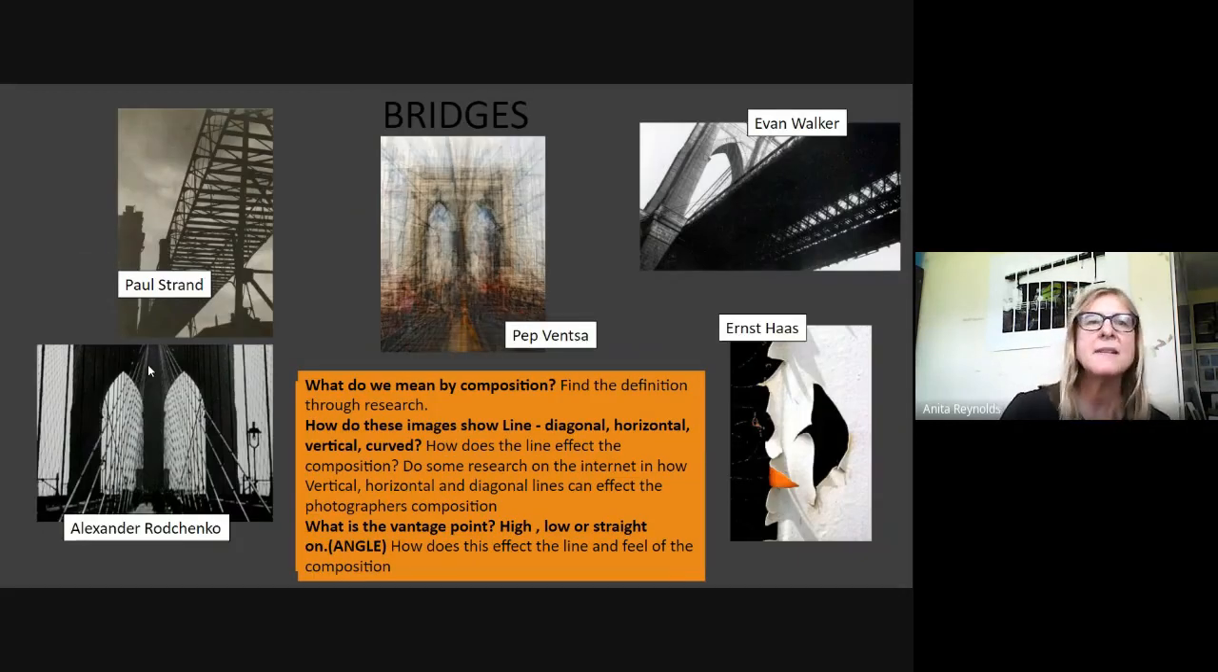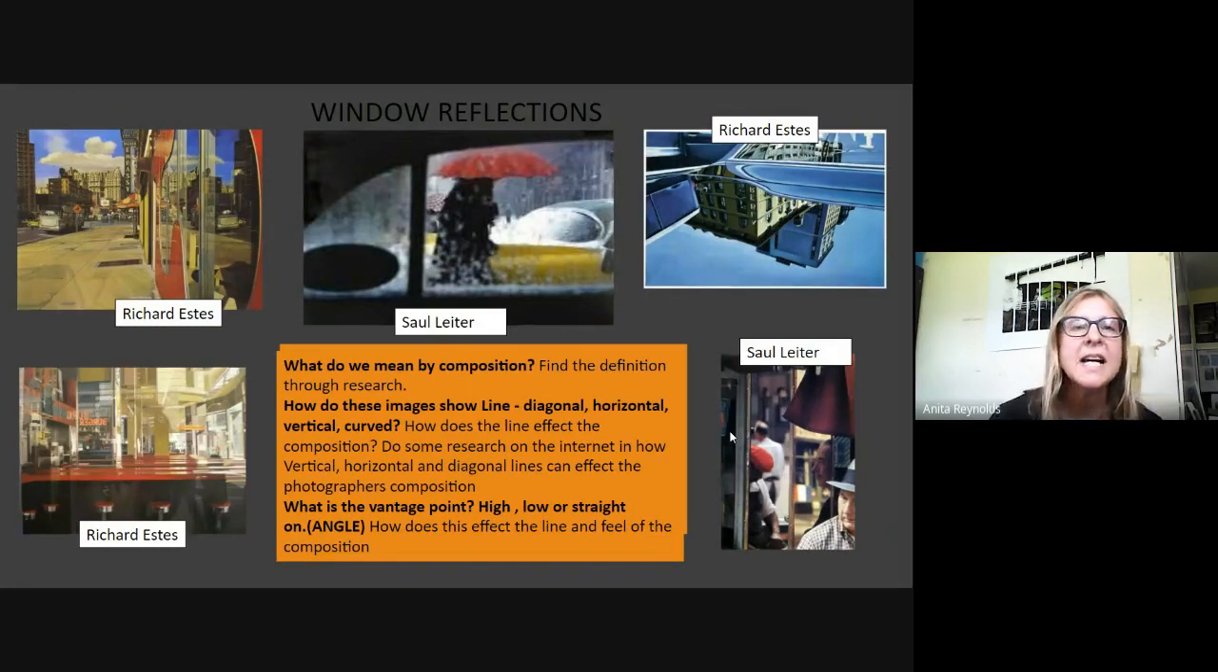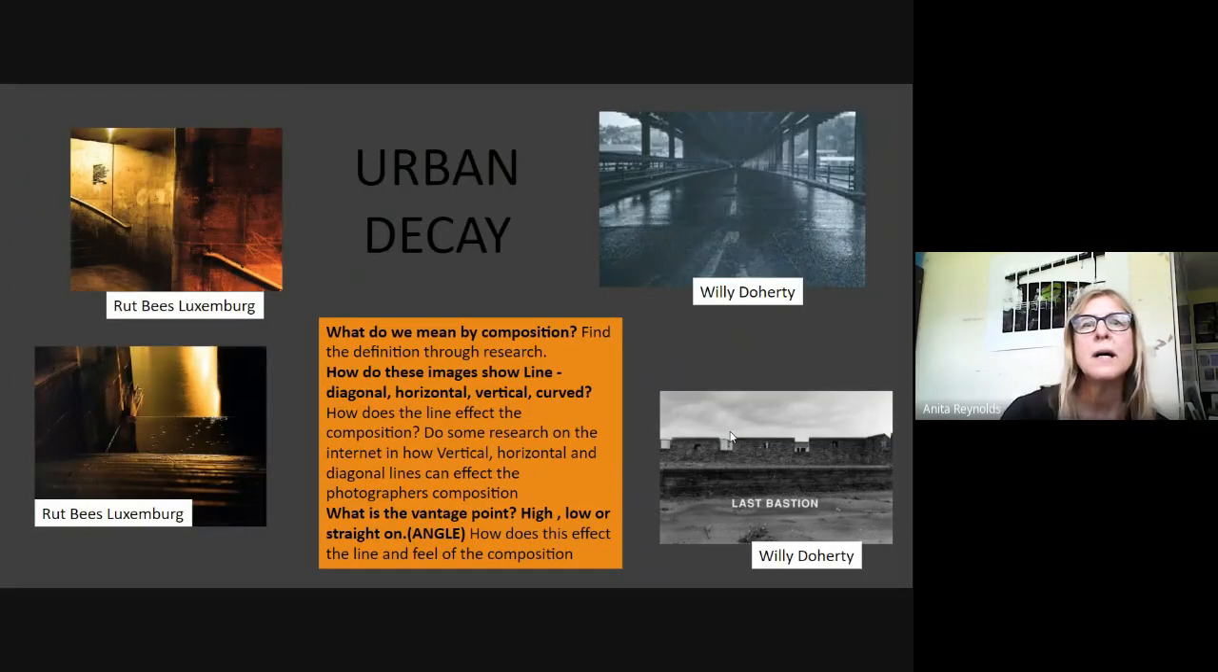Okay, so bridges. These are the artists that you'd look at for bridges. So you can have a look at these ones if you decide to do bridges. And again, window reflections. So these are the artists we advise to look at if you want to look at window reflections. And again, you can answer the questions on this one if this is the theme that you choose. Or urban decay. Again, these are the artists that we advise that you can look at as your starting point if you're going to be looking at urban decay.